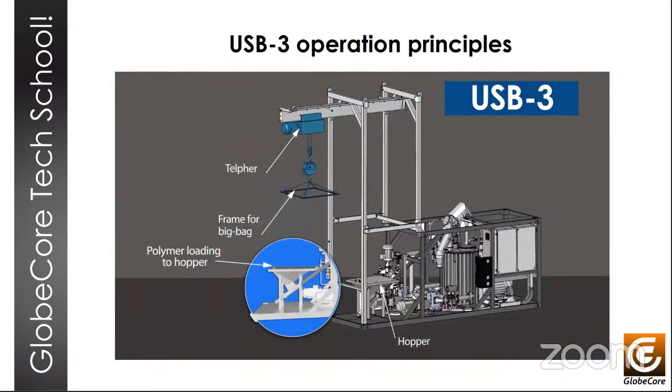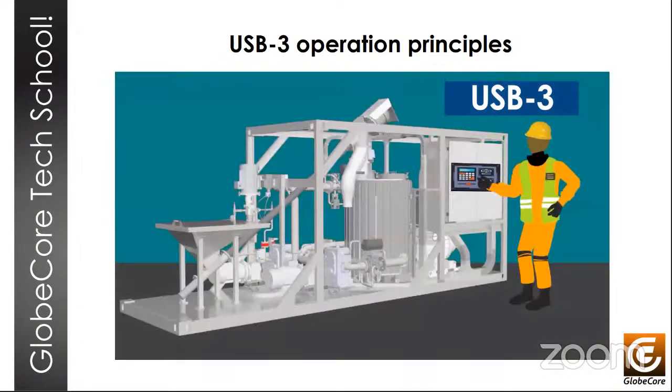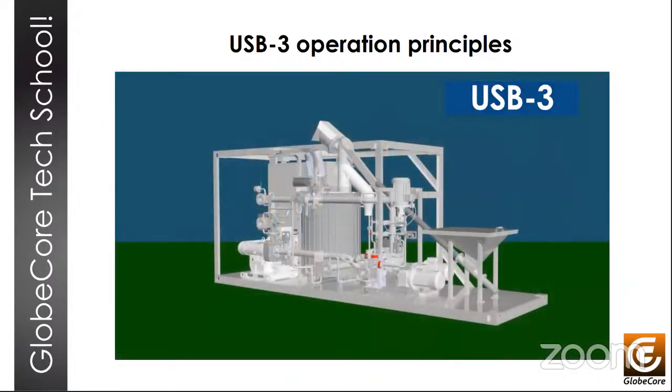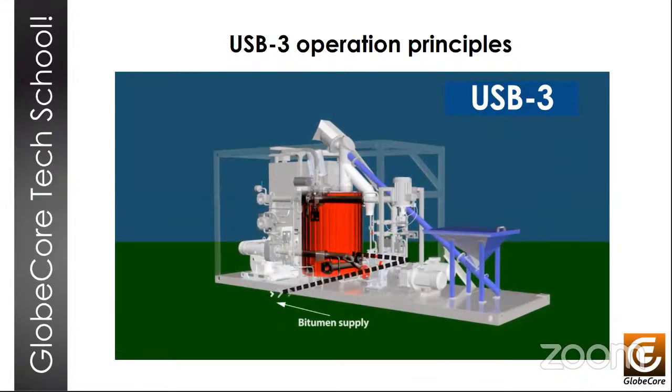The bitumen modification process begins with loading polymer into a hopper, or a bin, as you might call it. This is done by the operator manually or using a lifting device of sorts, like a hoist. And after that, the operator sets the percentage of additives to the bitumen on the control panel and starts the plant, and then the plant operates automatically.